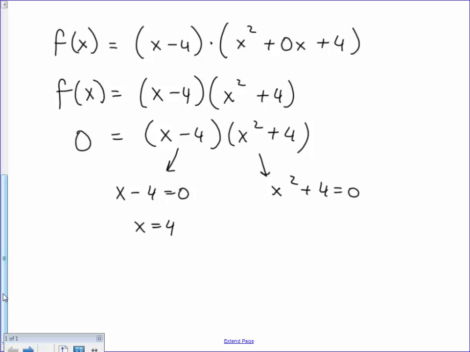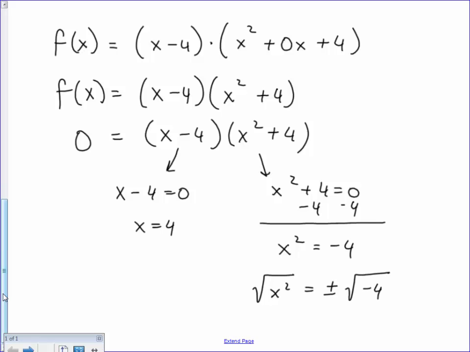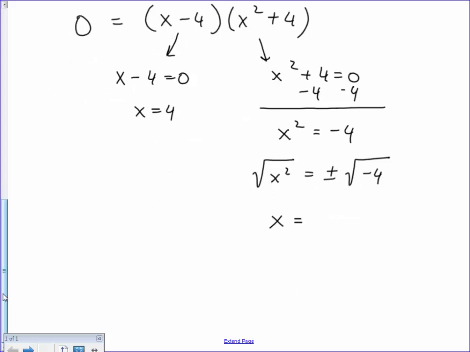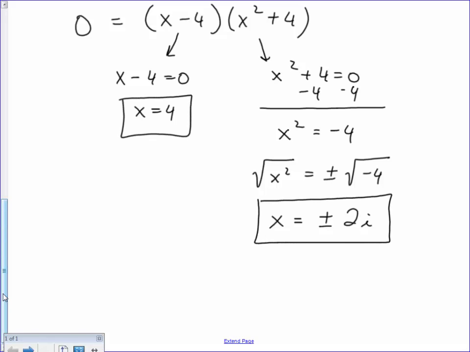I'd have to subtract over the 4. So I'd have x squared equals negative 4. And then take the square root. Don't forget your plus and minus. And then as long as we're taking the square root of a negative number, we know our answer would be imaginary. Square root of 4 would be 2, but because it's square root of negative 4, it would be 2i. So we would have these two zeros and the 0 that they gave us originally.